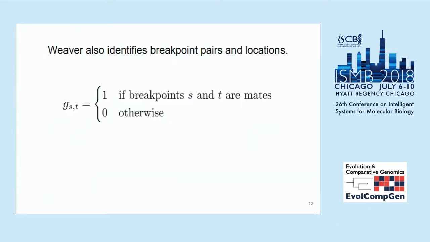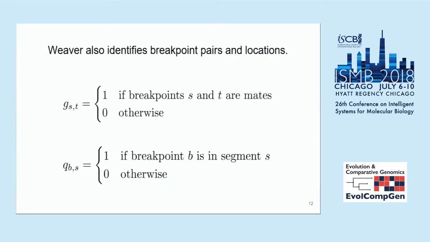We can similarly know from the output of Weaver which breakpoints are mated pairs, which we encode as a binary matrix, as well as what segments each breakpoint originally belonged to. We can do this since each breakpoint describes exactly one position in the reference genome, and each position can only be found at one segment.